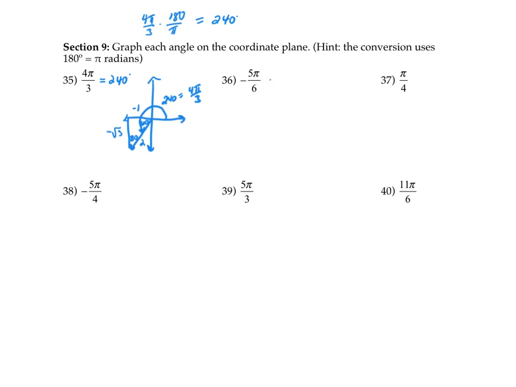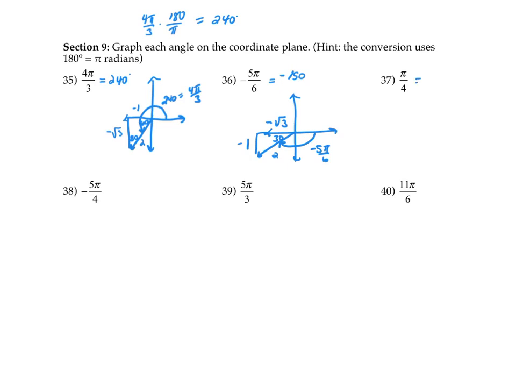Number 36, negative 5 pi over 6 would convert to negative 150 degrees. So again, we start at the positive x-axis, but we go clockwise. So it's going to take us into quadrant 3. And our reference angle would be 30 degrees. So across from 30, we get 1, but we're in quadrant 3, so it's going to be negative 1. This side would be negative square root of 3 and 2. Again, just putting that reference angle in there for the exact value questions later on.